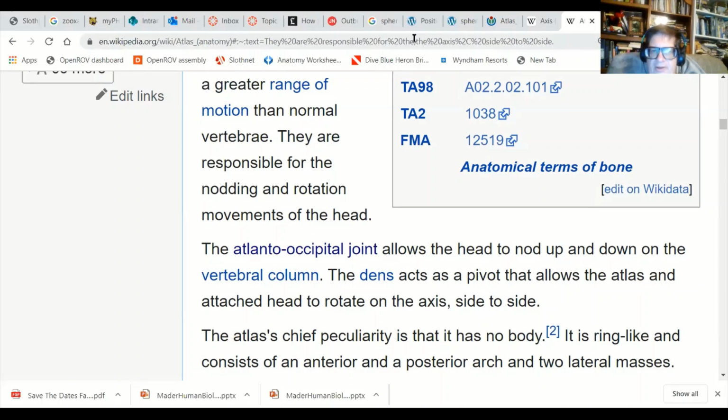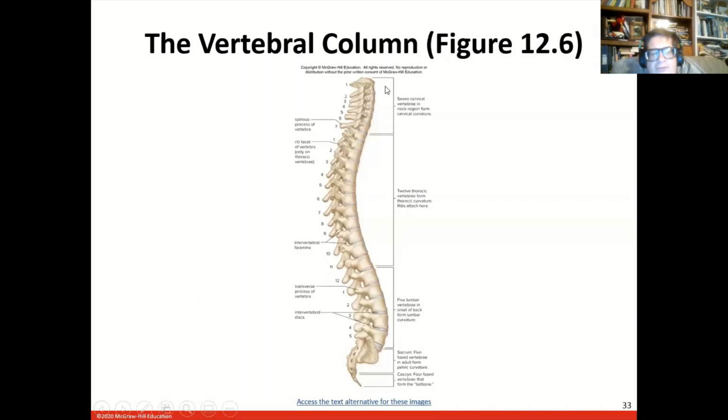All right. So let's move on, go back to your book. Okay, so I already talked about many of these features. I want you to know the neck vertebrae are cervical vertebrae. You've got 7 of those.